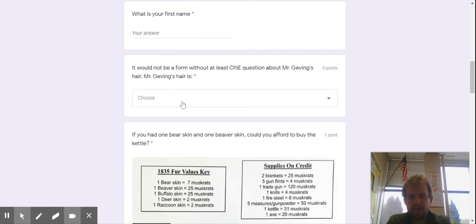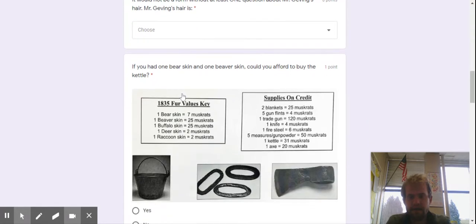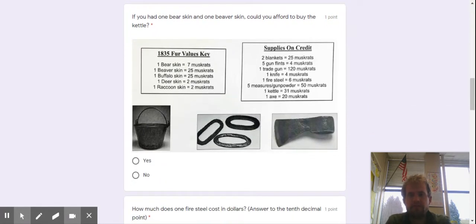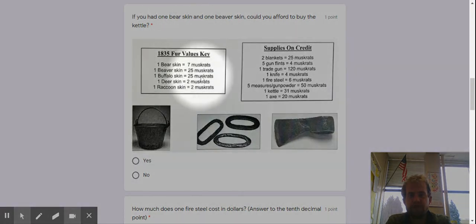One kettle, 31 muskrats. Now, this one: if you had one beaver skin and one bear skin, could you afford to buy the kettle? So now we're going to have to find the value of the bear skin and the value of the beaver skin. Is that greater than or less than the kettle?